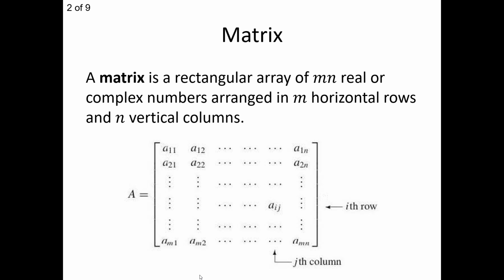Then the next element to the right would be a sub 1,2, because we're still in the first row, but now we've moved to the second column. If we go all the way to the end, we're at the nth column, right? Because there are n vertical columns. So nth column, that would be a sub 1,n, the nth element in the first row of our matrix.